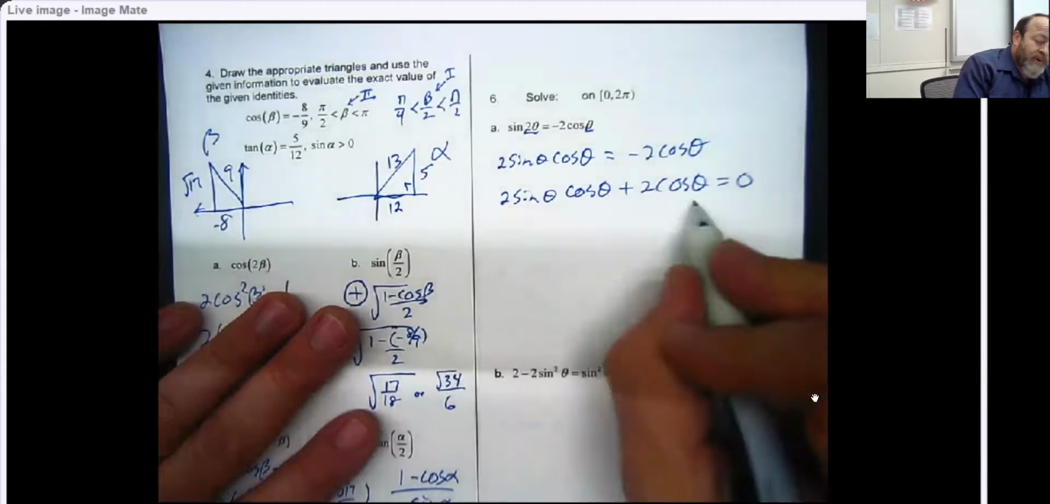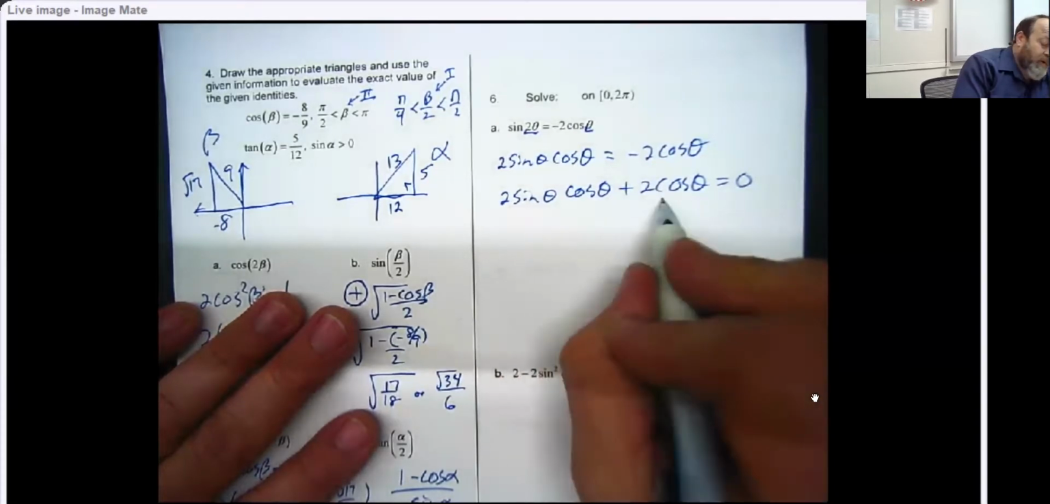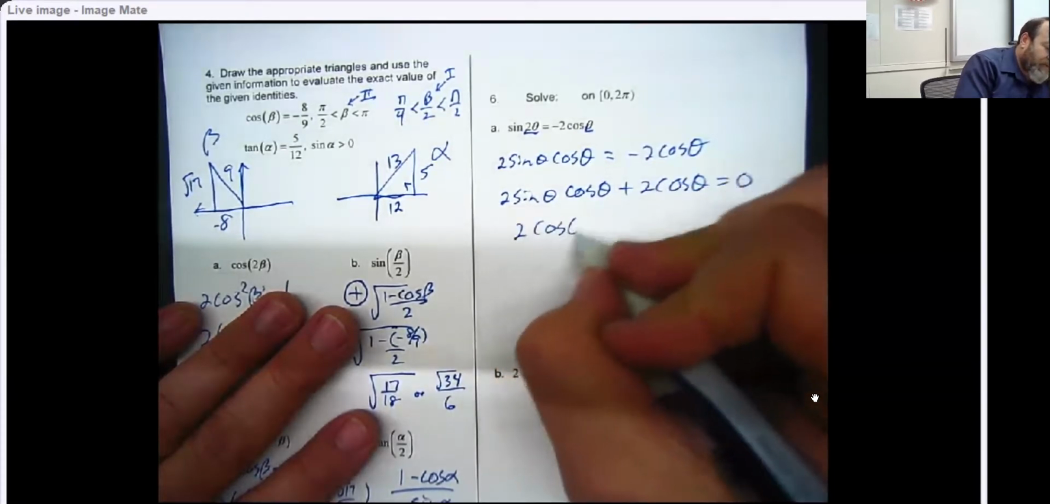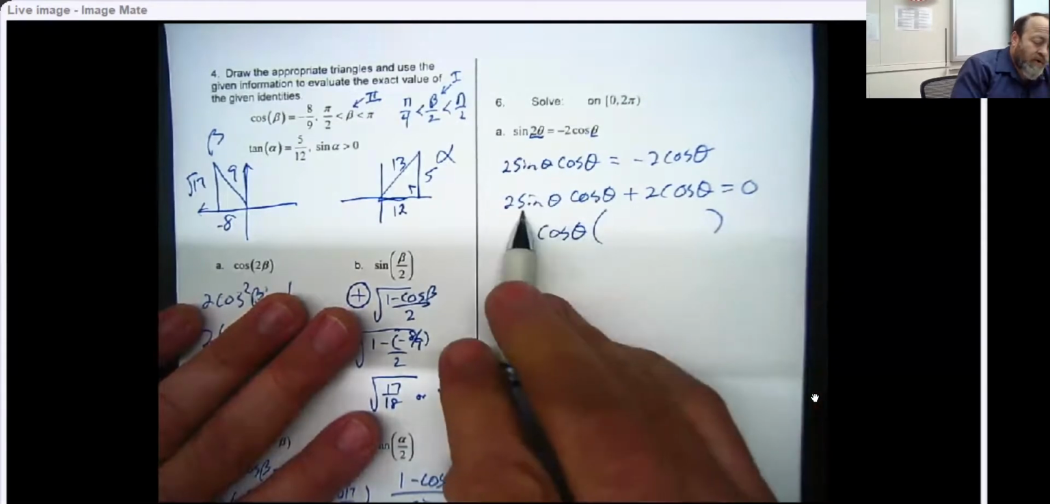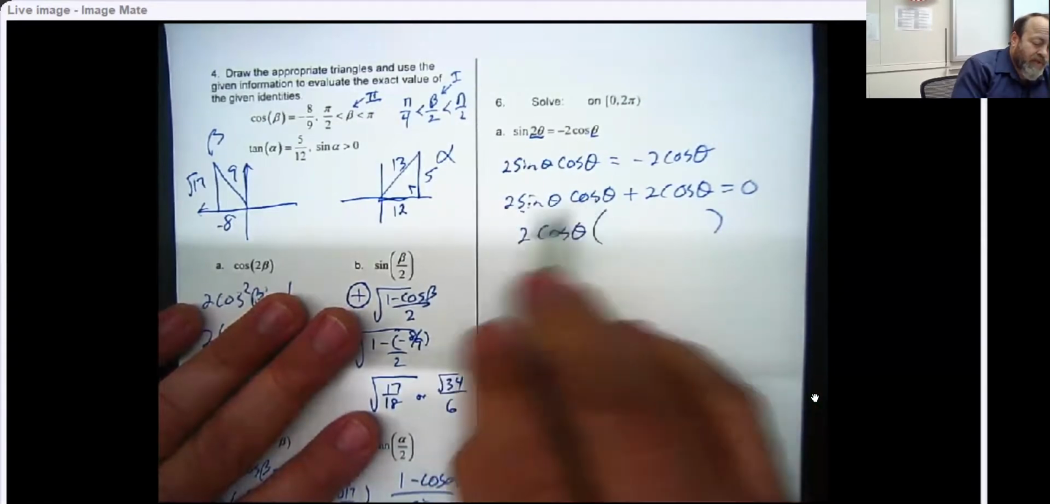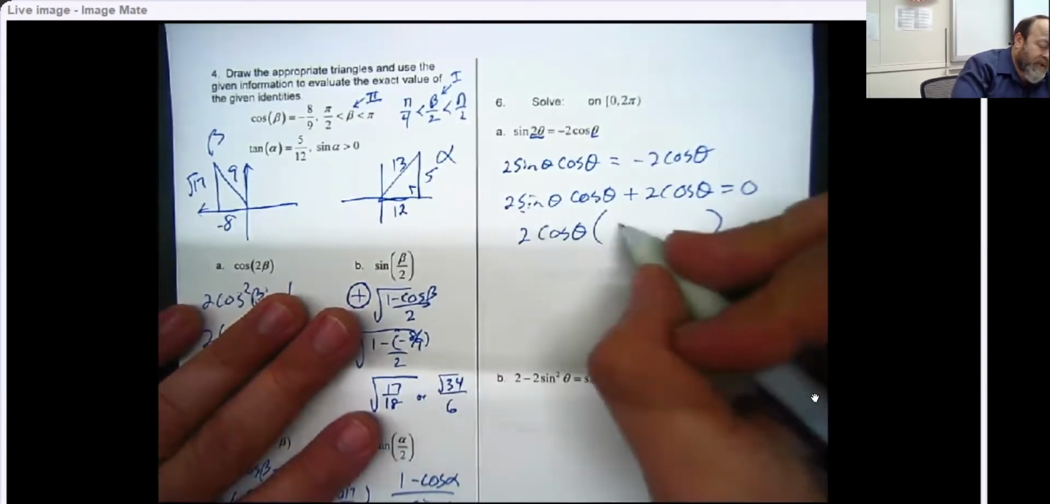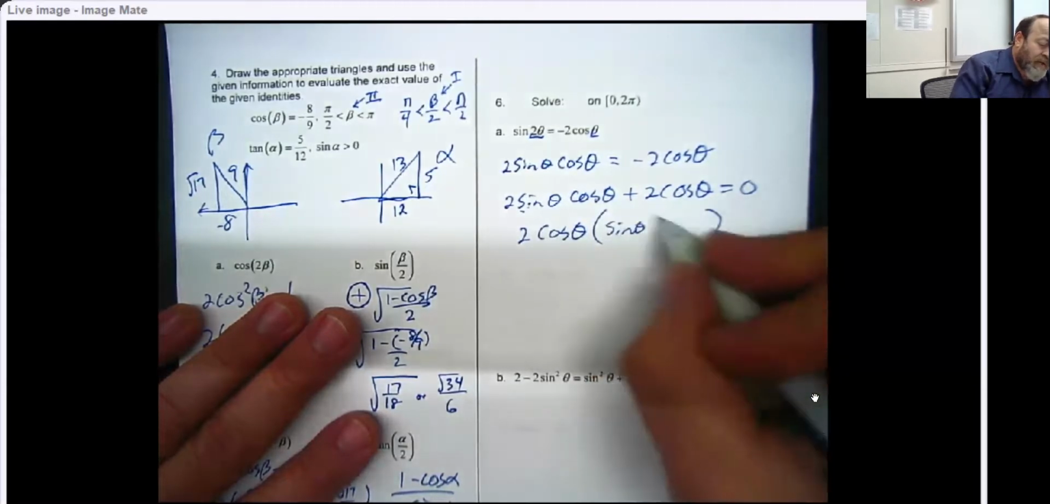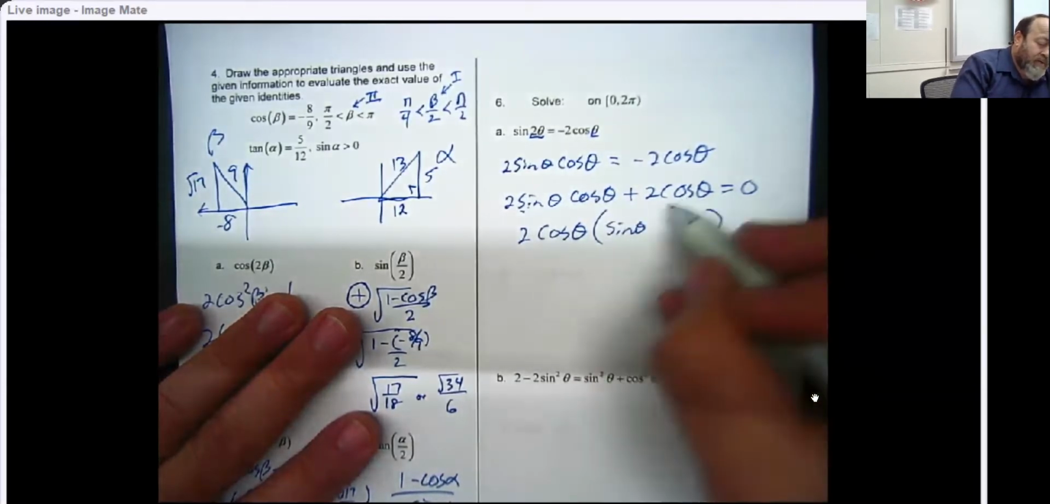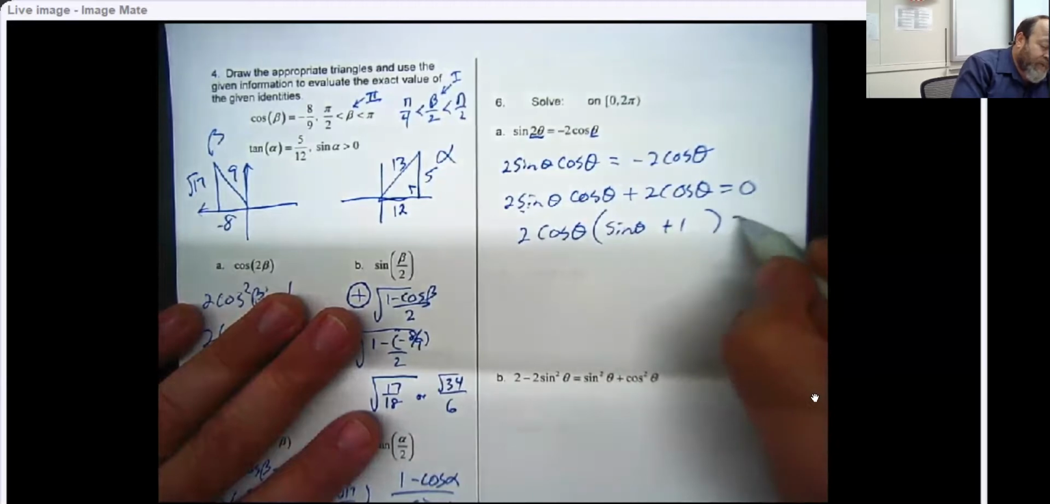And I notice that these both have a 2 in common, and they both have a cosine in common as well. So if I factored out a 2 cosine, all that would be left in this front piece when I took out the 2 and the cosine is that sine. And then when I took out the 2 and the cosine, I have a 1.